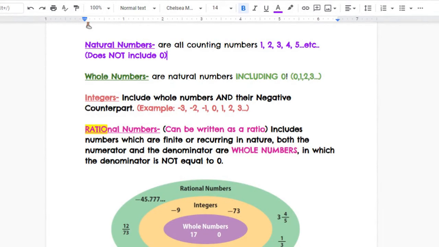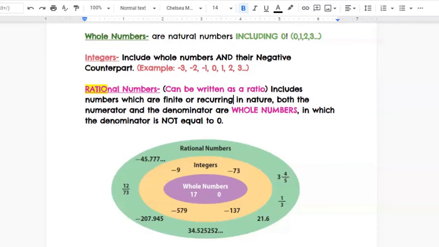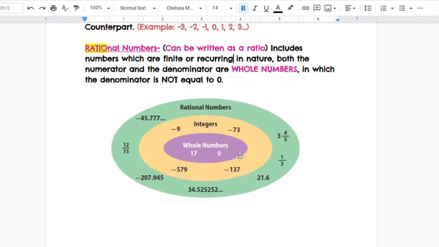Ratio, rational numbers, they can be written as a ratio. If a number cannot be written as a ratio, it is not a rational number. These include numbers which are finite, definite, and recurring in nature. Both the numerator and the denominator are whole numbers. By the way, I did have this as reoccurring, and it told me that I need to change it to recurring. Okay, so both the numerator and the denominator are whole numbers in which the denominator is not equal to 0. Okay, so as long as the denominator is not equal to 0 and it can be written as a fraction, it's a rational number.